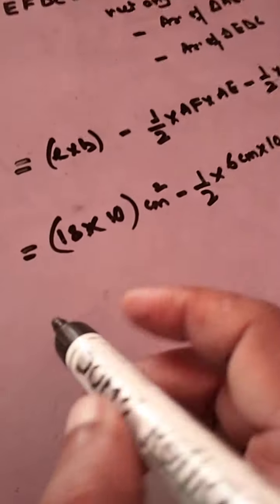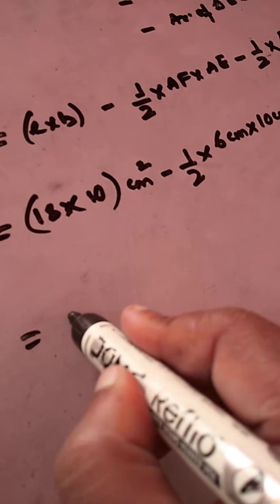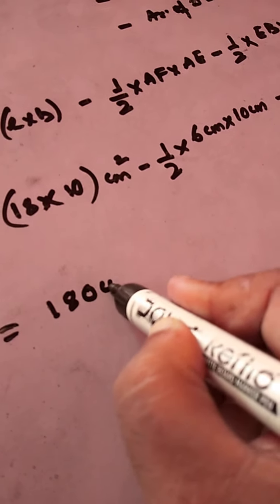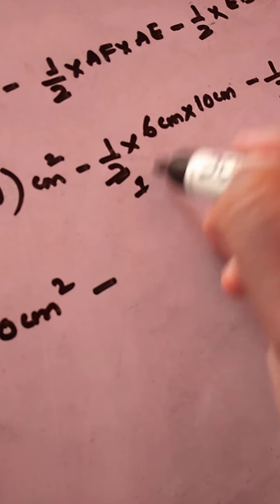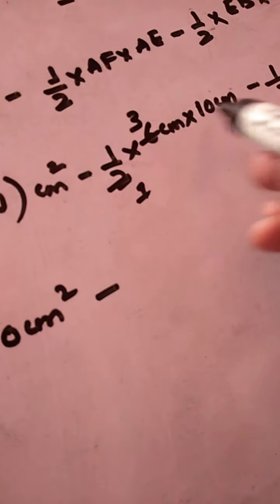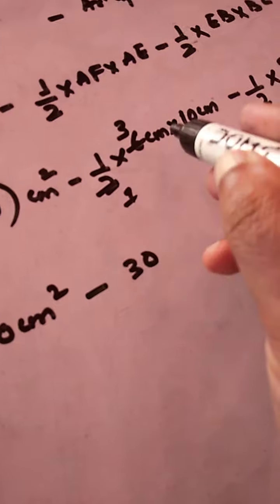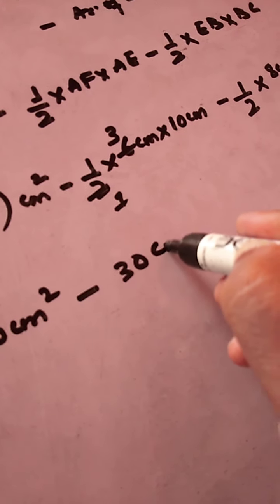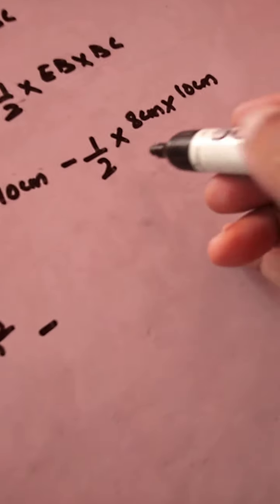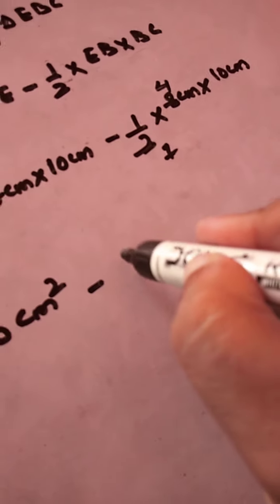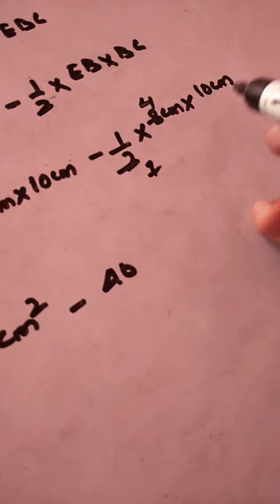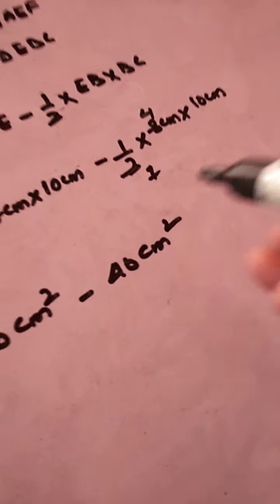Fine. Now we will solve this. 18 into 10 would be 180 centimeter square. Now we'll reduce this. 2 ones are 2, 2 threes are 6. So 3 into 10 is 30 centimeter square. Now again we'll reduce this. 2 ones are 2, 2 fours are 8, and 4 tens are 40 centimeter square.